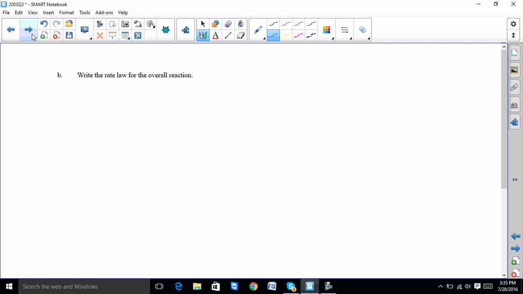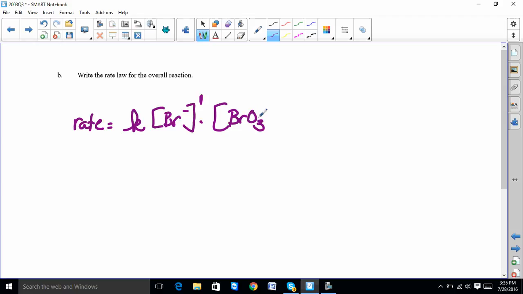Then the next question is, write the rate law. Well, remember now, the rate is the rate law constant, which is little k, because big K is the equilibrium constant. We know that the bromide ion was first order. You don't have to write the 1, but I'm going to. The bromate ion was first order, but the hydrogen ion was second order. So that's the rate law.